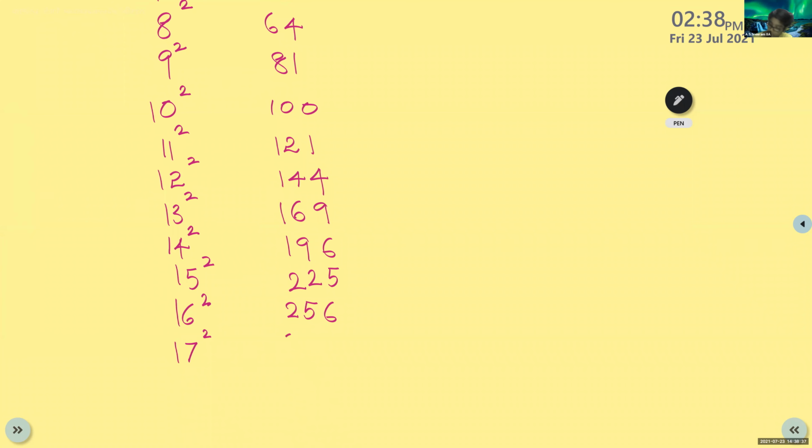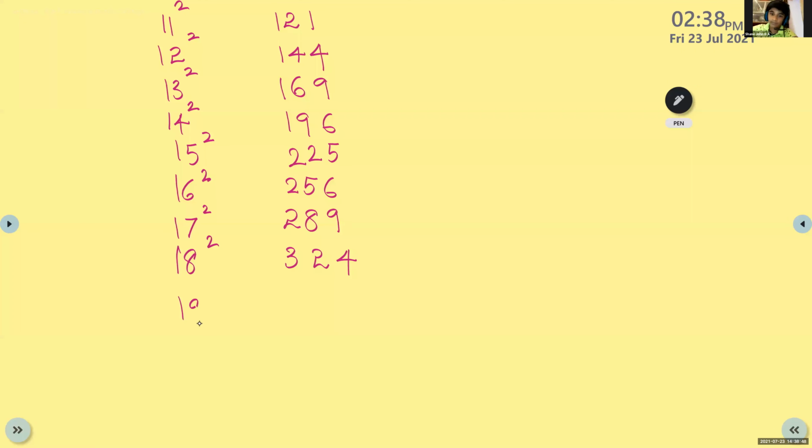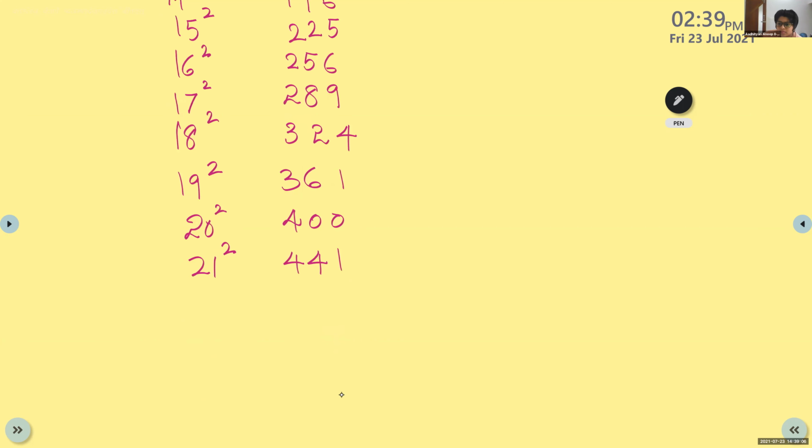289. Correct. 289. 18 square. 324. 19 square. 361. And 20 square. 400. Now 21 square. 441. Ma'am, 5 square equal to 25. Aditya, 5 into 5 what? Is it 36? 25.